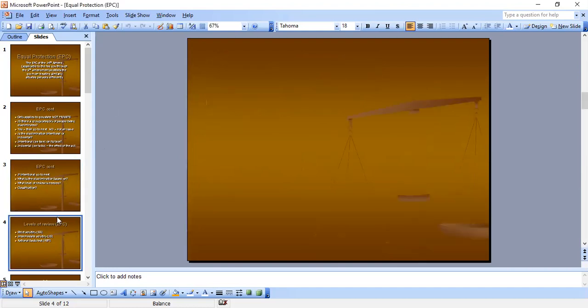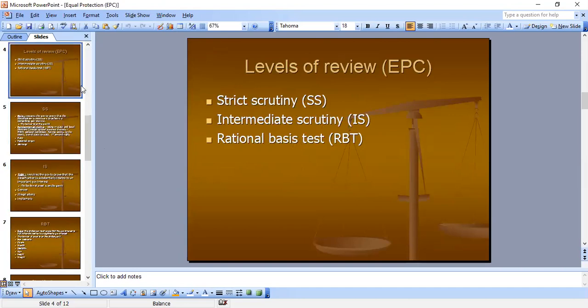So the levels of review, let's talk about the levels of review first. There are strict scrutiny, which we've been talking about a lot in my other con law videos, intermediate scrutiny, and rational basis test. There's 3 levels of review that we need to use for these, depending on what facts trigger these, and I'll show you what facts will trigger them.